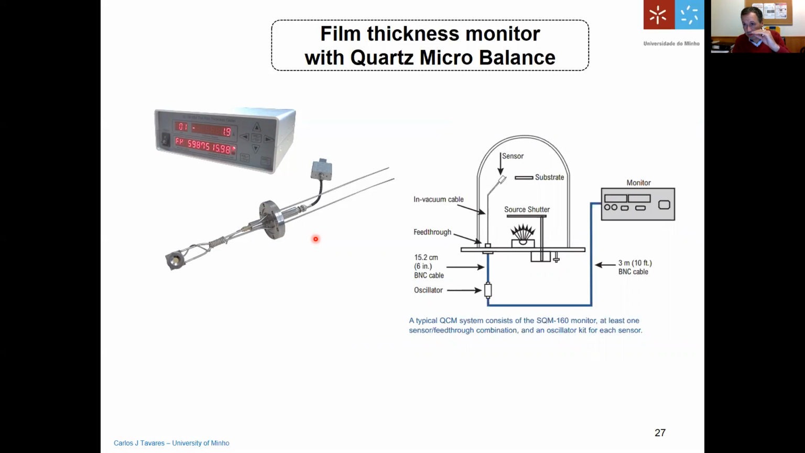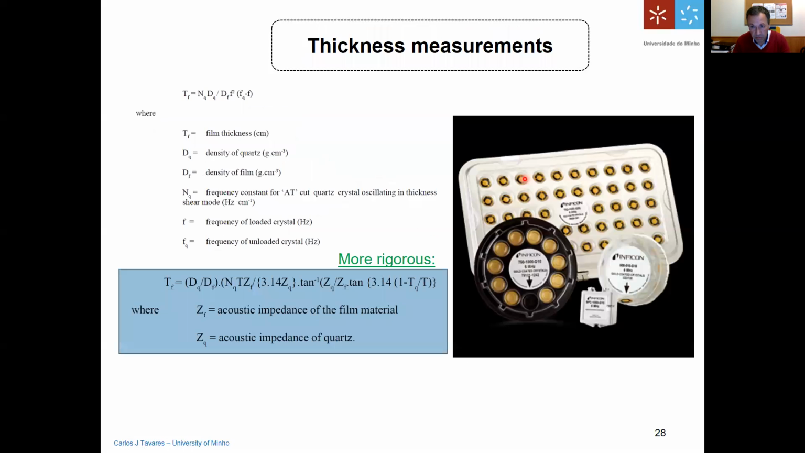It will have a lower frequency, and you can correlate this reduction in frequency with the gain of mass. And since you know the density of the material which you are evaporating, then you will know the thickness of the material, providing that there is a good correlation between the amount of material being deposited on the sensor head and on your substrate. There is a tooling factor that we will have to use to correct this.